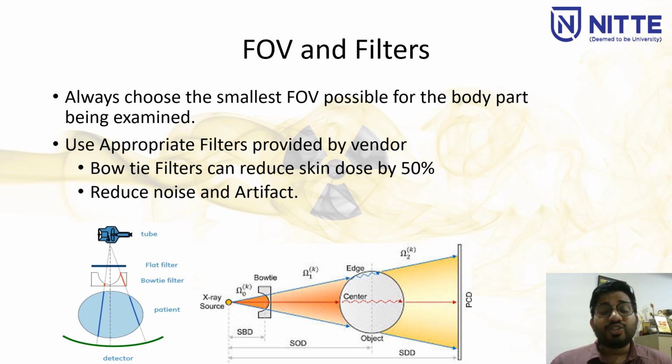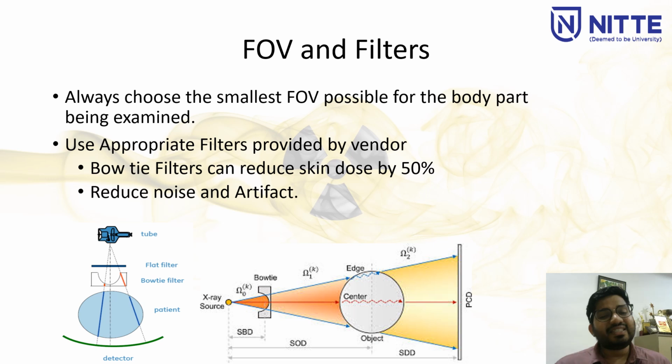So always choose the smallest prescribed FOV, because we can reduce the radiation dose. Wherever possible for the body part being examined, try to use the smaller FOVs. Also use appropriate filters provided by the vendors. Specifically we use bow tie filters, which can reduce skin dose by approximately 50%.